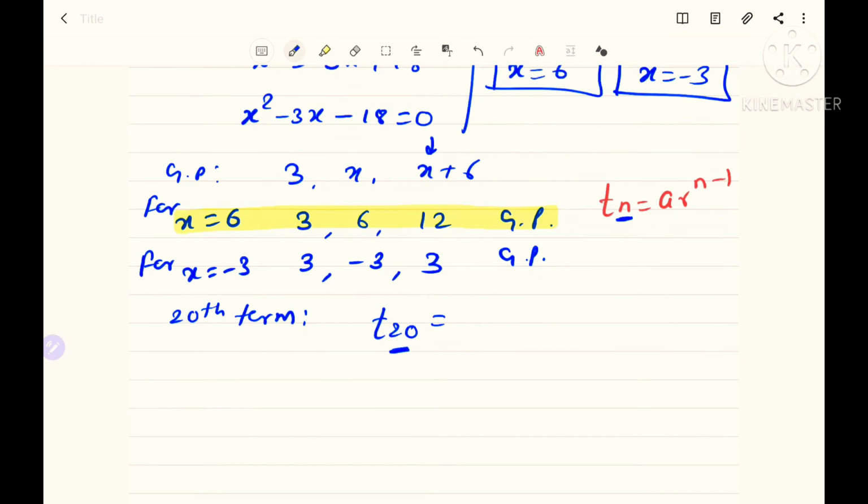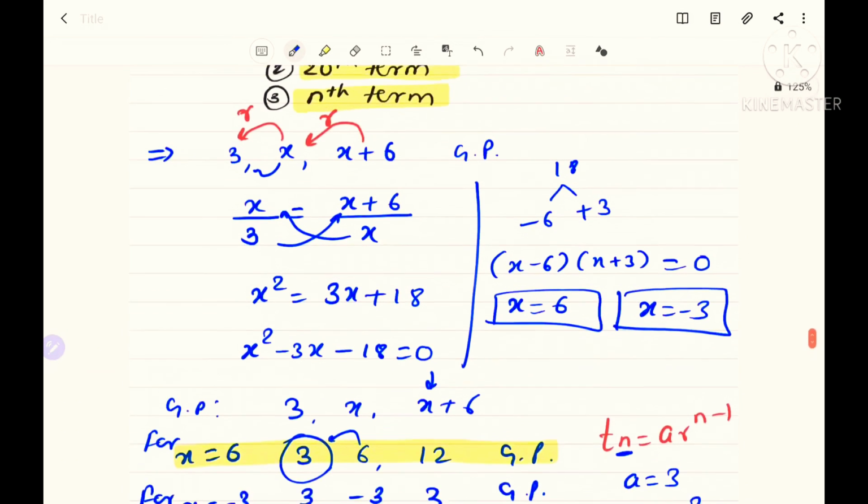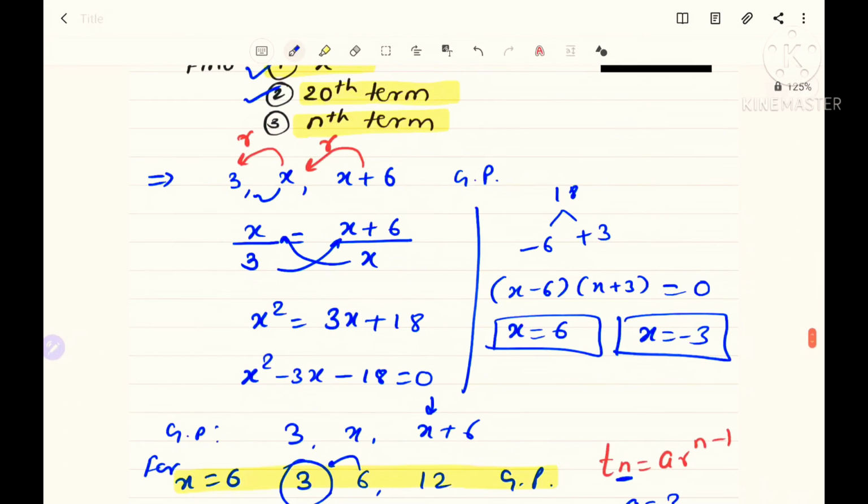The value of a for this sequence is 3. Then r, or the ratio, is 6 divided by 3. So a in this case is 3, the ratio is 6 by 3 is 2, or 12 by 6 is 2. So r in this case is 2, and n is 20 minus 1. A very simple problem. This is 3 into 2 raised to 19. So this is the answer for question number 2.